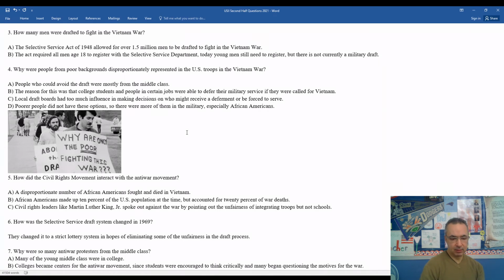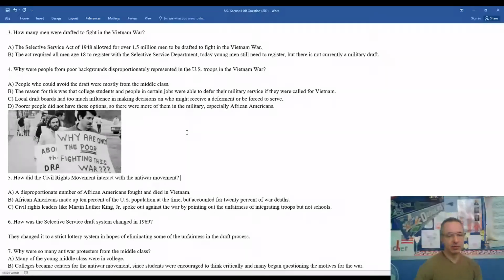Here's a statistic for you: African Americans made up 10% of the American population in the 1960s, but they were accounting for 20% of war deaths. Civil rights leaders like Martin Luther King Jr. spoke out against the war by pointing out the unfairness of integrating troops, but not schools.